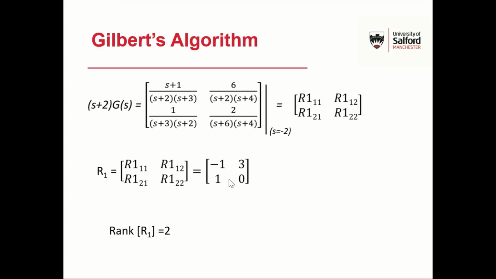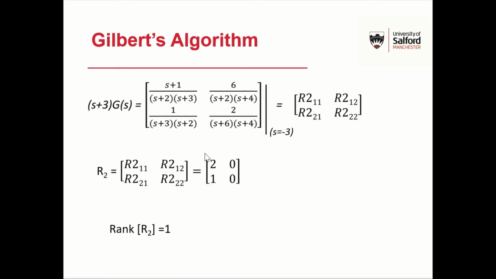Now, if we look at the rank of this matrix, it's got a non-zero determinant, because the determinant is minus 3. So therefore, this has got rank 2. So the first one, this is R1, and it has rank 2.